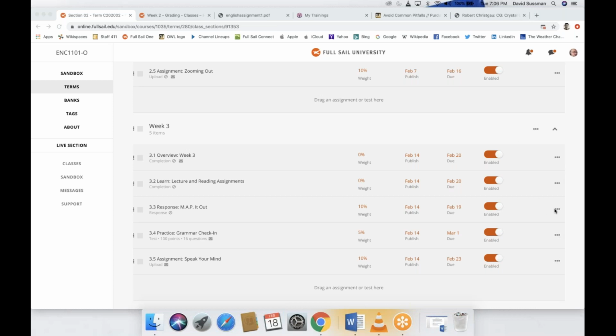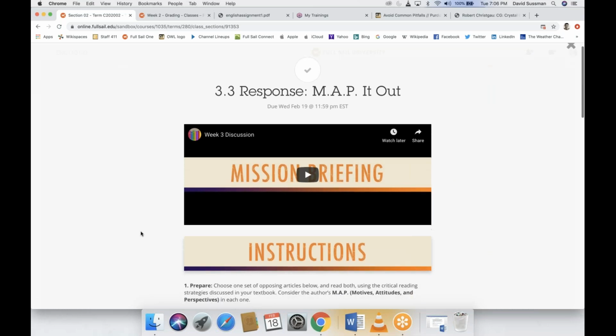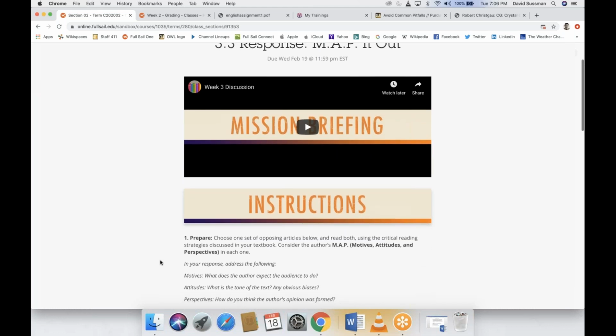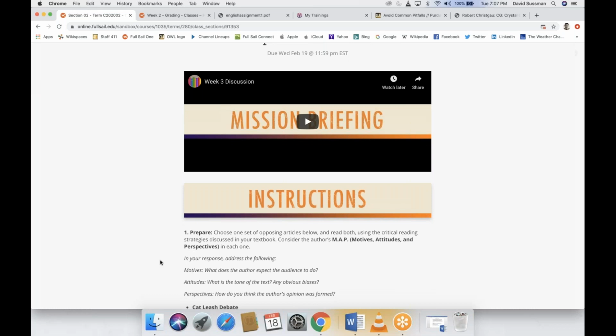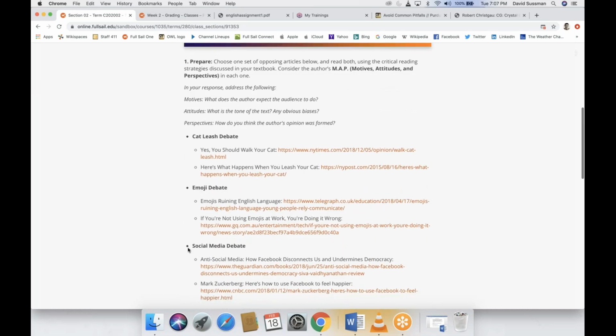And I'm going to try to explain this assignment as simply as possible because we used to have slides that described what MAP stands for, right? Motives, attitudes, and perspectives, but it was always too esoteric or too complicated to explain. So I'm going to explain it in common sense terms. You have 3 pairs of articles. One on cat leashing, like should you put a leash on your cat and take it for a walk?